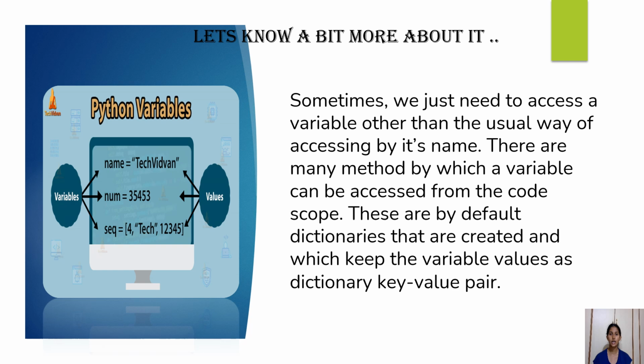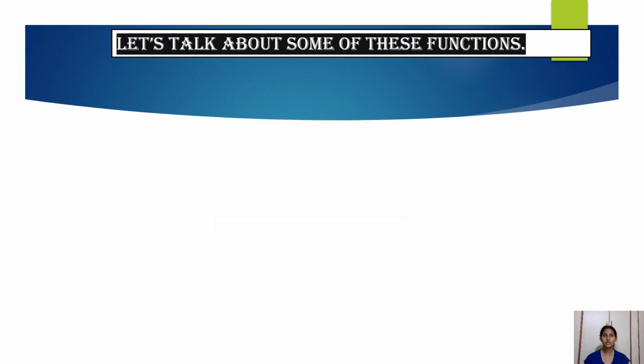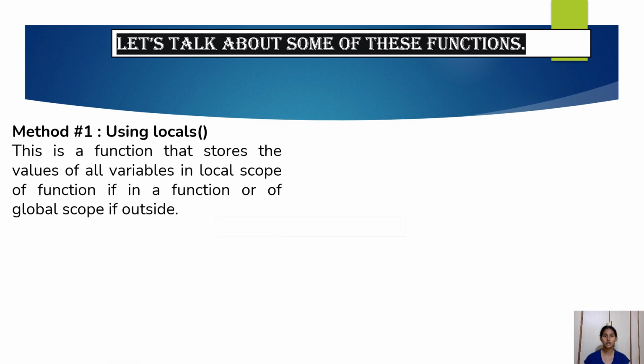So let's know a little bit more about it. Sometimes we just need to access a variable other than the usual way of accessing it by its name. There are many methods by which a variable can be accessed from the code scope. These are by default dictionaries that are created and which keep the variable values as dictionary key value pairs. So let's talk about some of these functions. There are four methods, so we can take them one by one.